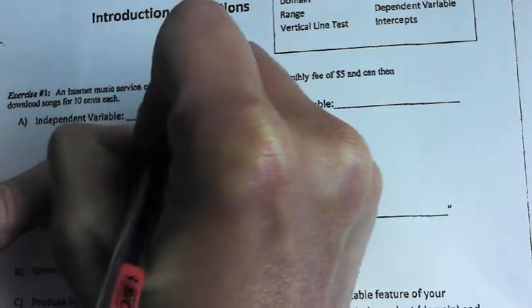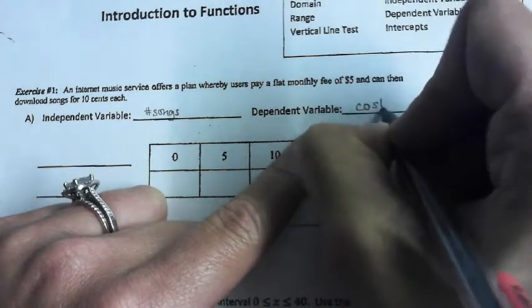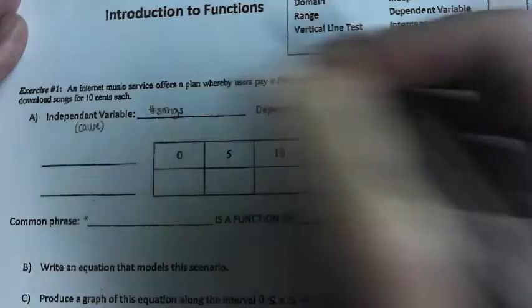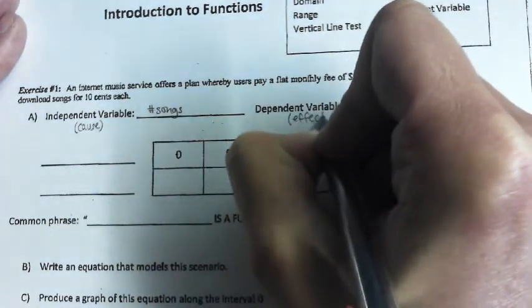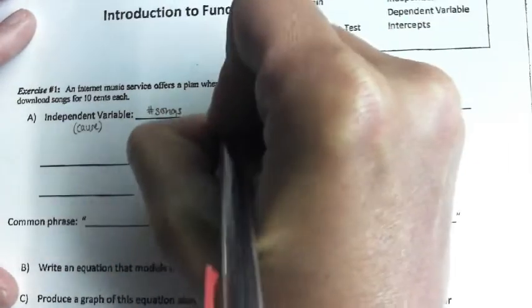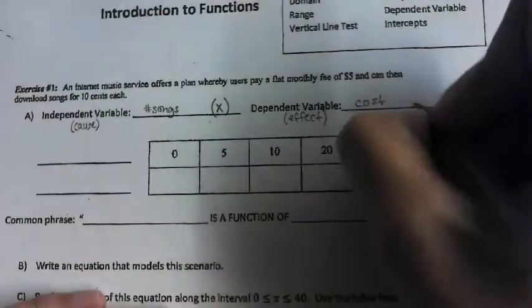So, number of songs downloaded. I'll just put number of songs to save writing. And the dependent variable, therefore, is the cost, the monthly cost. The independent variable, like I said, that's typically what we manipulate. I'll call that the cause. And this would be the effect. The independent variable also is typically expressed using the variable x, and the dependent variable is y.